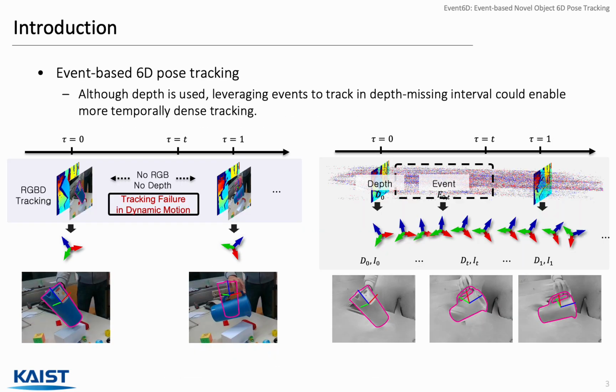Existing trackers like FoundationPose use RGB and depth cameras which run at only about 30 frames per second. Under fast motion, this causes severe motion blur and the tracker fails, as shown on the left. Event cameras solve this. They capture brightness changes asynchronously with microsecond latency. By using events during the blind interval between depth frames, we can track at sub-frame rates, much denser than the original 30 Hz.